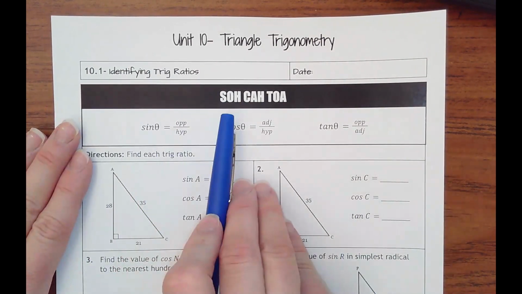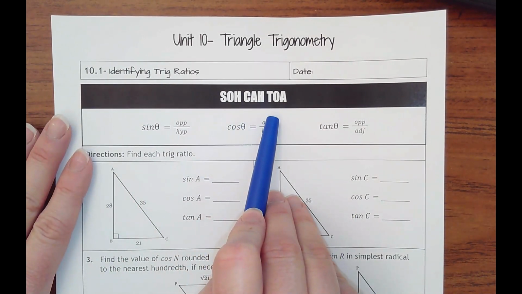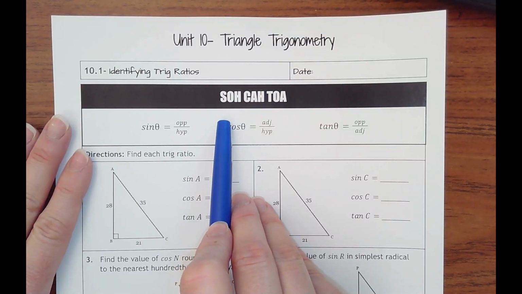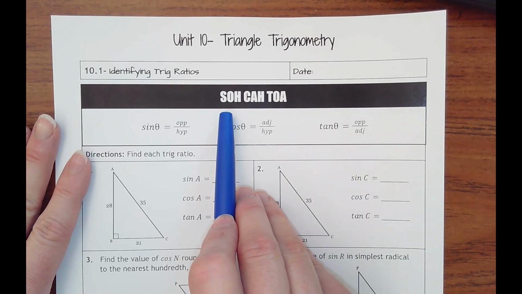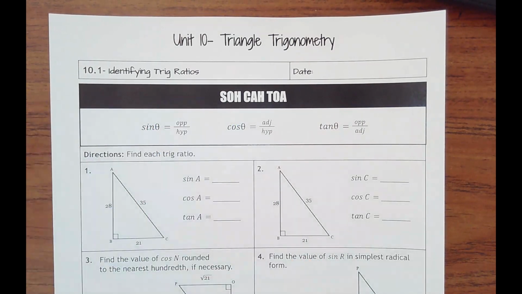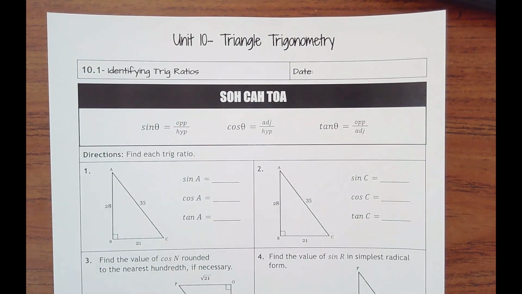And it's this SOHCAHTOA. And what these are, this is an acronym. An acronym is like FBI or FCA or whatever letters that stand for words. So it helps you remember it. And these are to help us identify trig ratios. So right now there's 3 trig ratios you need to know.